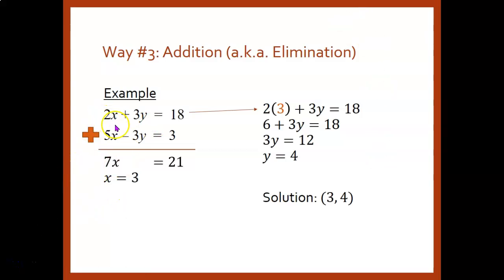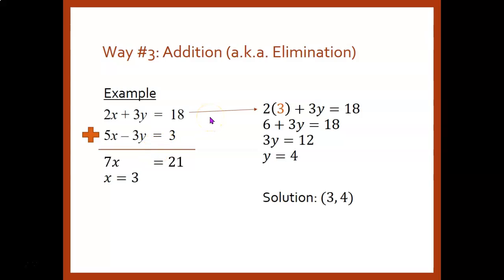If you want to check, that does work in both of these equations. 2 times 3 plus 3 times 4 would be 6 plus 12, which would be 18. And 5 times 3 minus 3 times 4 would be 15 minus 12, which would equal 3.